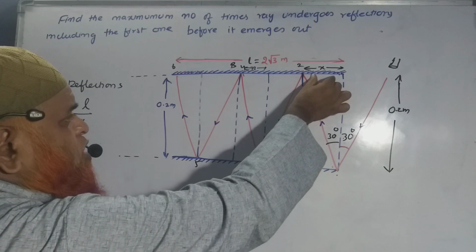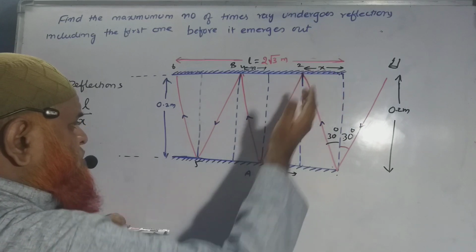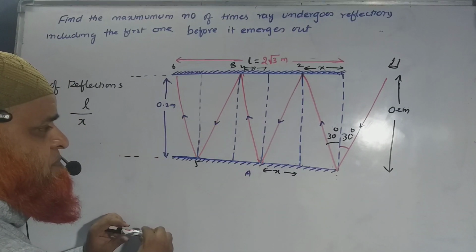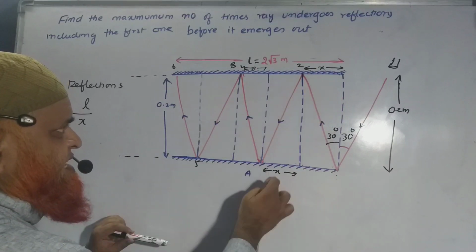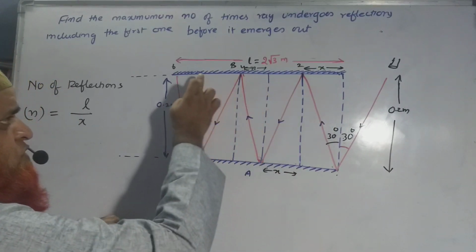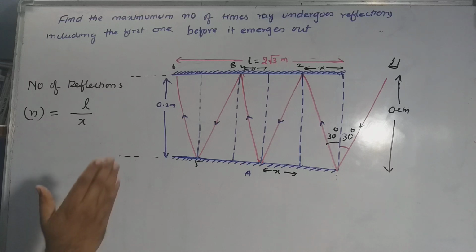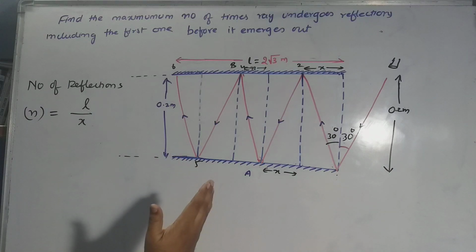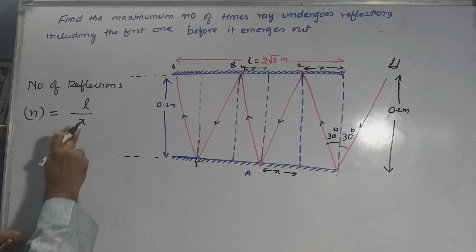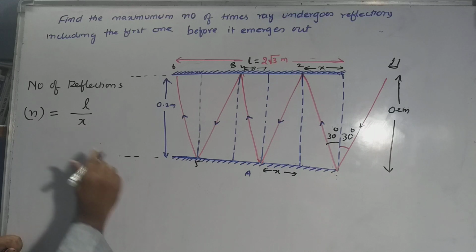You find out how much distance x moved and how many times it is going to move. So first x, second x, third x, fourth x and so on. So every reflection makes x distance forward. That's the concept here. It's very simple. First we need to find out x here. For that, it's very simple.